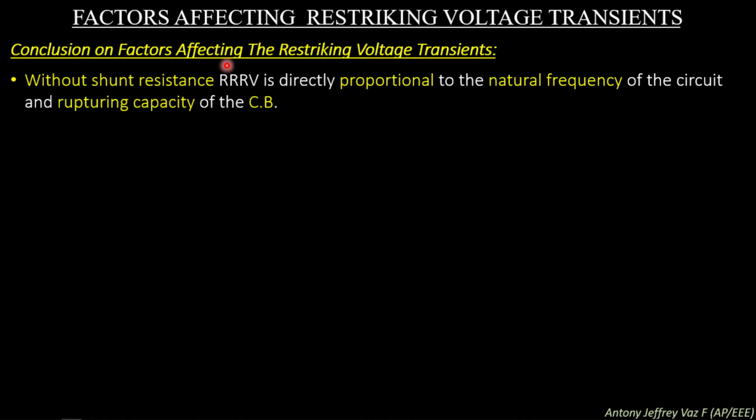Conclusions on factors affecting the restriking voltage transient. Without shunt resistance, the rate of rise of restriking voltage is directly proportional to the natural frequency of the circuit and the rupturing capacity of the circuit breaker. So the shunt resistance which we insert across the circuit breaker contacts acts directly on the natural frequency and the rupturing capacity of the circuit breaker.